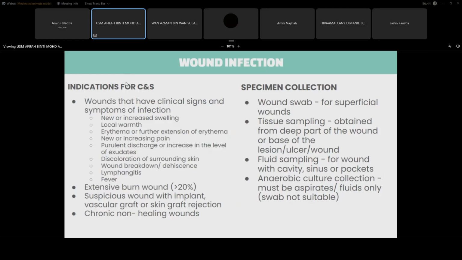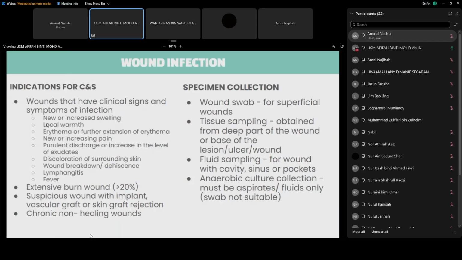So some indications for taking culture and sensitivity include wounds that have clinical signs and symptoms of infection, which include swelling, warmth, erythema, pain, purulent discharge, discoloration of surrounding skin, wound breakdown, lymphangitis, and if the patient presents with fever. And then extensive burn wound, suspicious wound with implant, vascular graft, or skin graft rejection, and chronic non-healing wound.